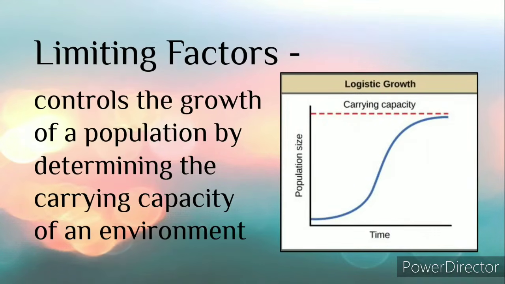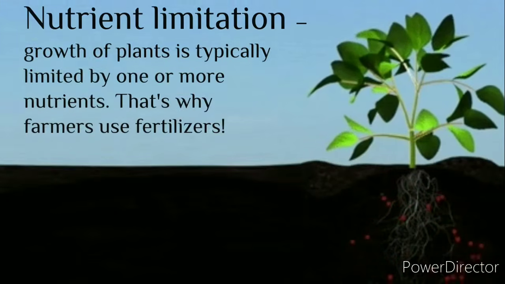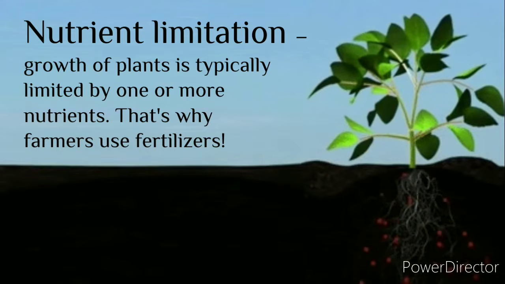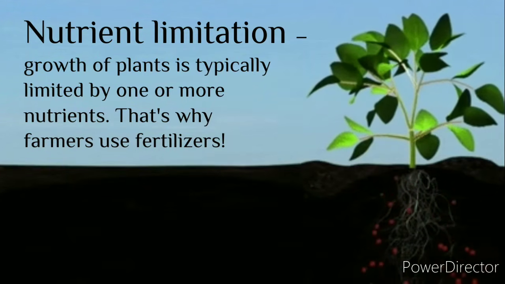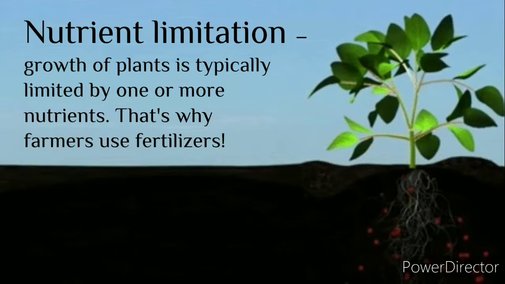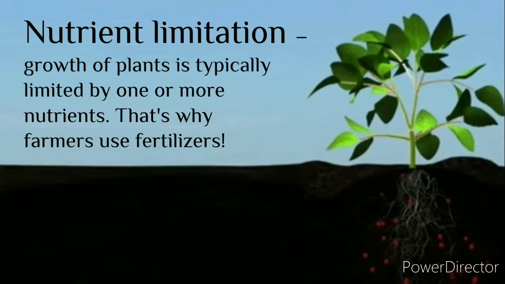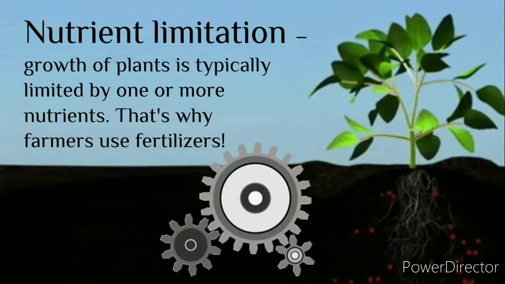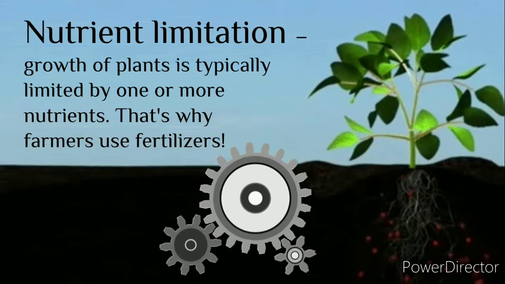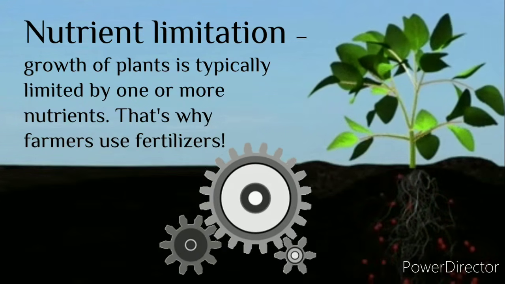of an environment. And the most fundamental limiting factor are nutrient limits. The growth of plants is typically limited by one or more nutrients that must be taken up by the plants through their roots. And that's why farmers use fertilizer to add nutrients to the ground. And all nutrient cycles work together like gears in a machine. If any nutrient in the system is in short supply, the whole system starts to slow down.